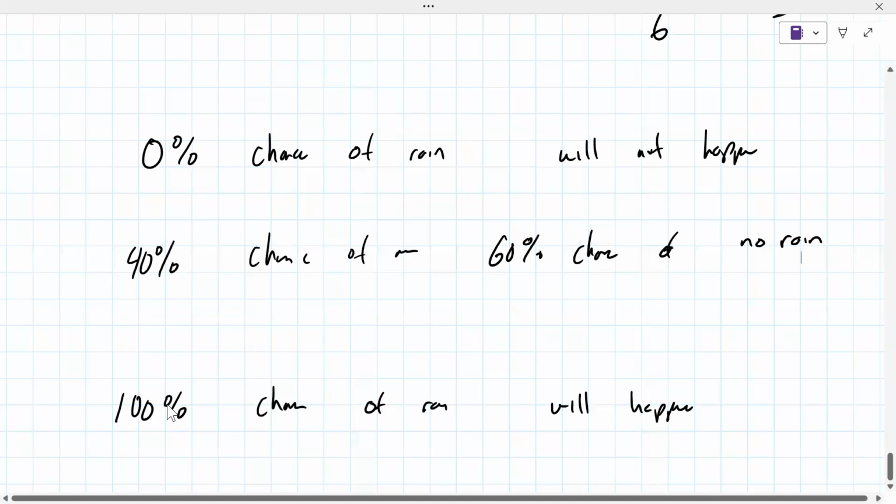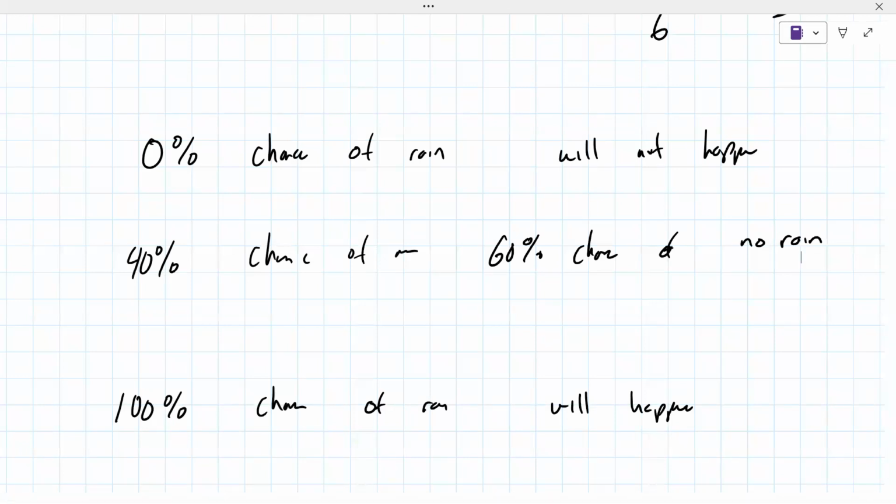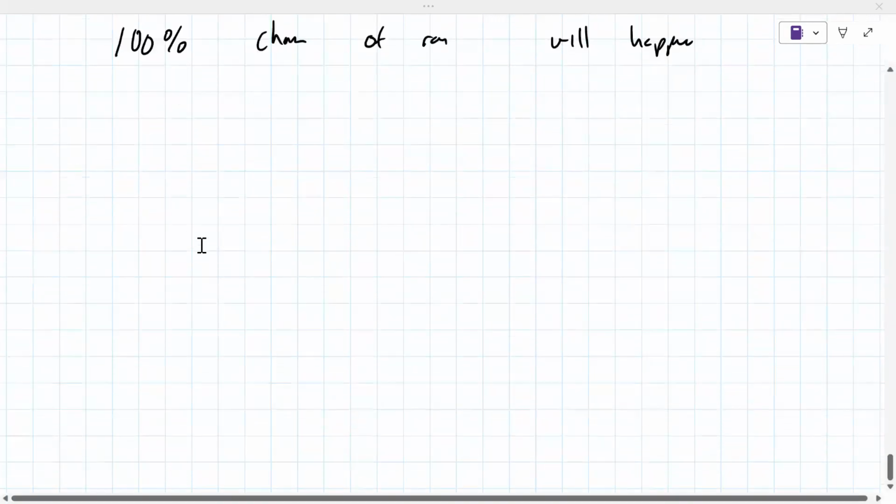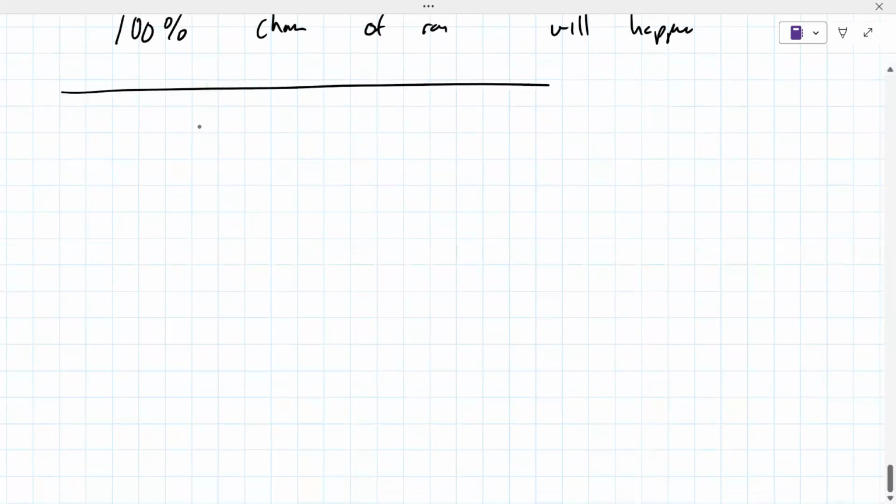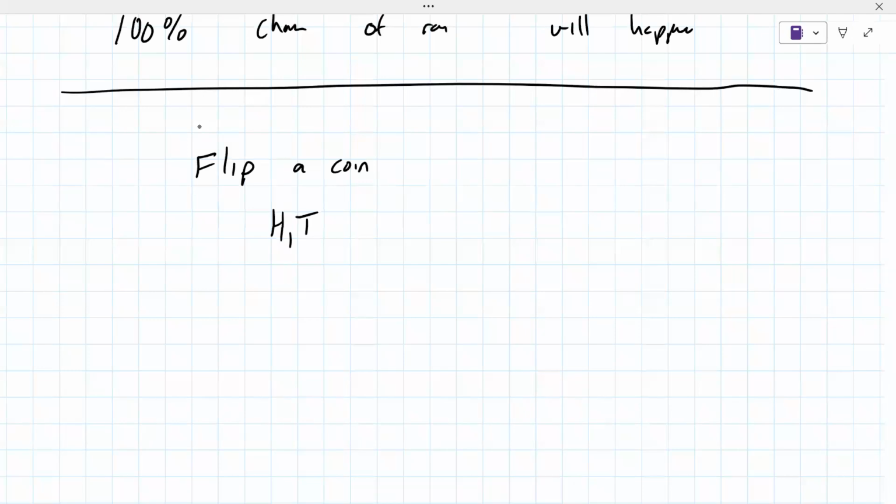Okay. So we've got a little time left here. Let's do some more of these probability problems. So let's say you can flip a coin and it's got 2 sides, heads and tails. And then you can roll a dice. Dice has 6 sides, numbered 1 through 6.